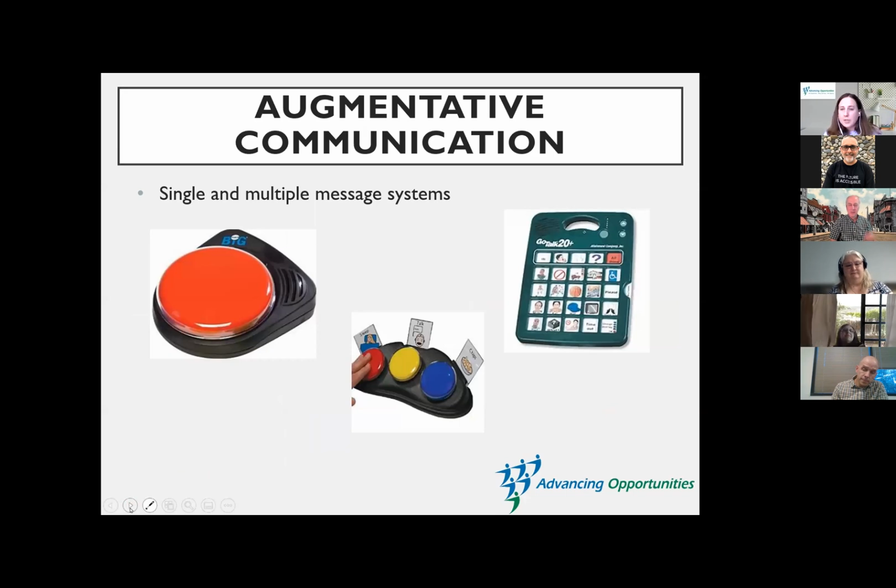We also have communication devices. So these are some examples that we have of single and multiple message systems. We have the Big Mac. We also have step-by-steps. Here, we have some that have 2 buttons, some that have 3, some that have 4. And we also have some different Go Talks as well. Go Talk 9, this is a picture of the 20.